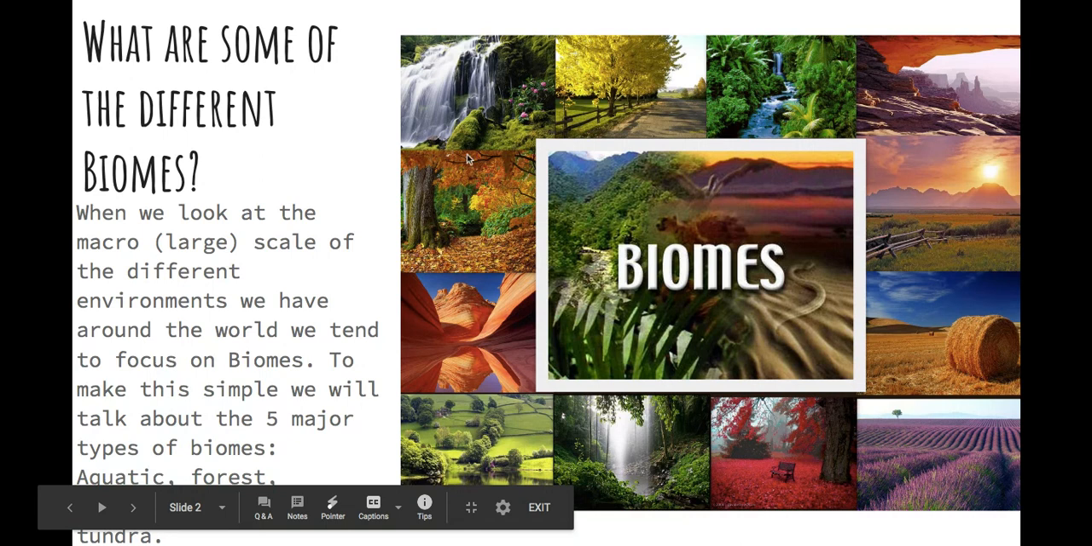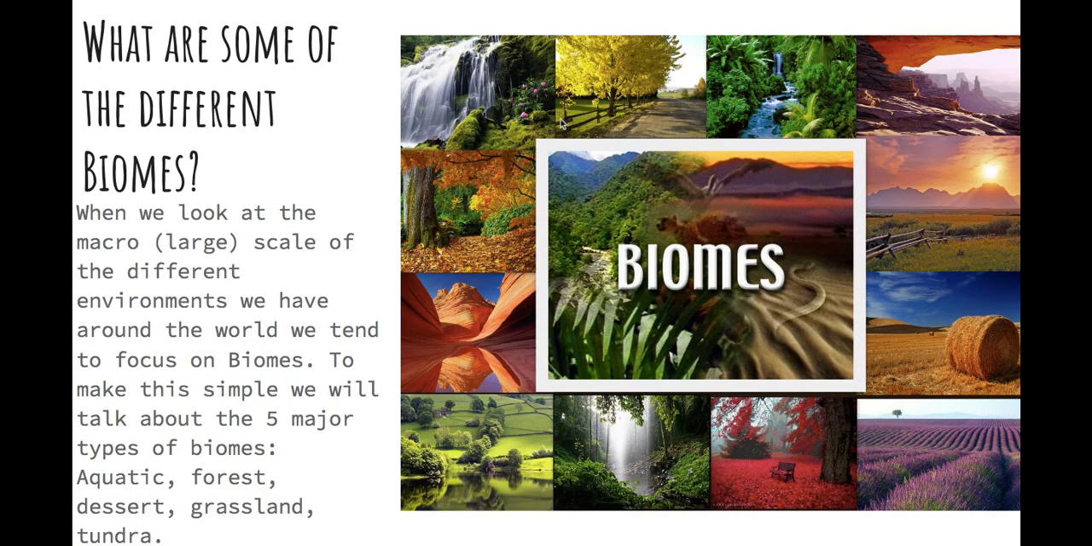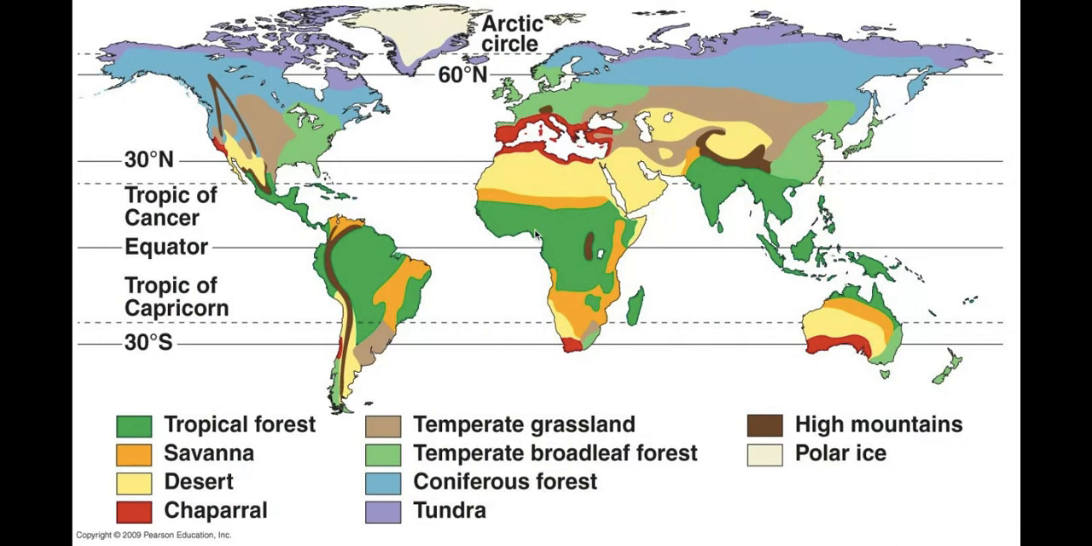Okay, so what are some of the different biomes? If you look over here, I have some of the pictures that show some of the different biomes. When we look at the macro, macro meaning large scale, of the different environments we have around the world, we tend to focus on biomes. To make this simple, we'll talk about five major types of biomes. There are other ones, but there's five major ones that I want us to focus on. Those types of biomes are aquatic, forest, desert, grassland, and tundra. So remember, this is a picture or representation of the different biomes that we have across our globe.